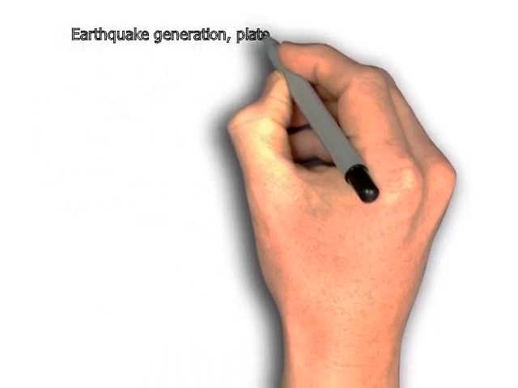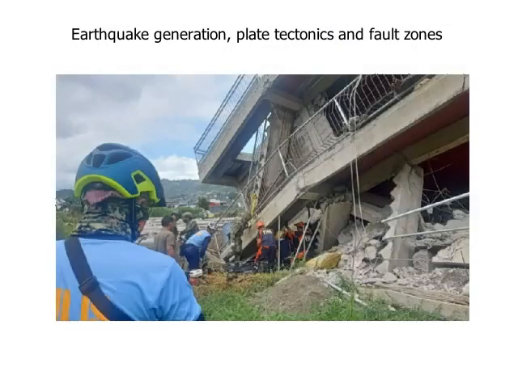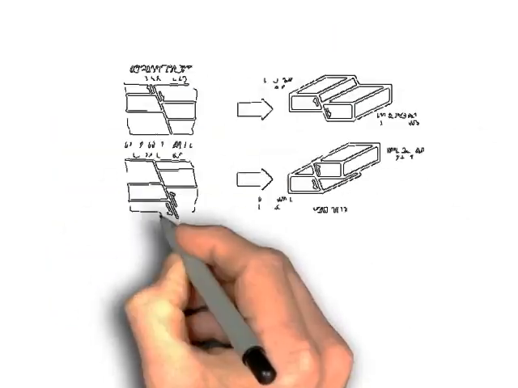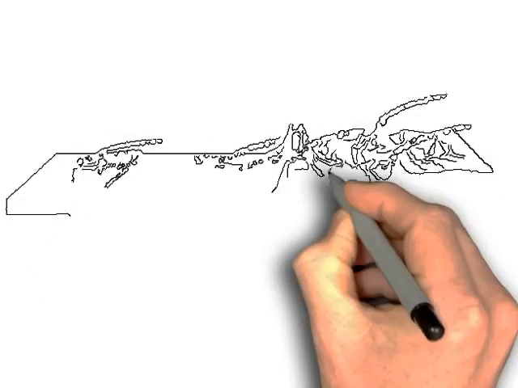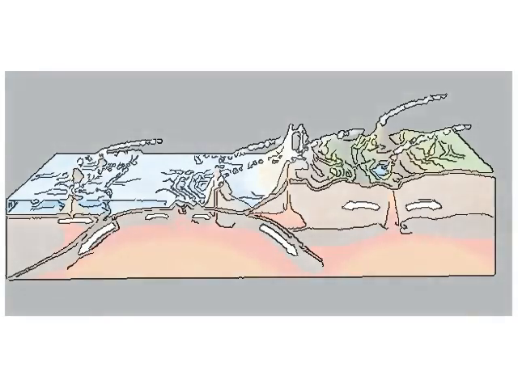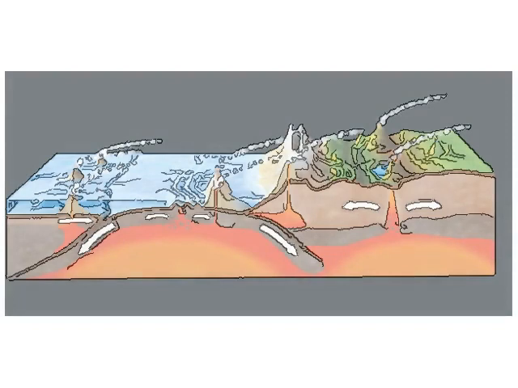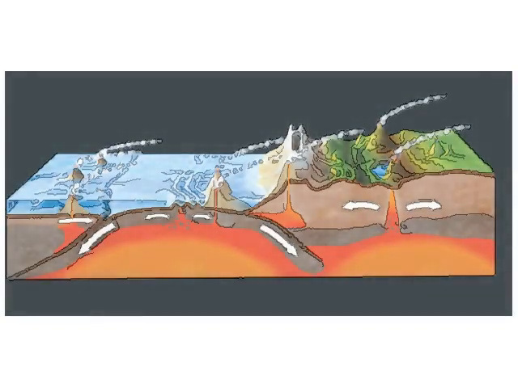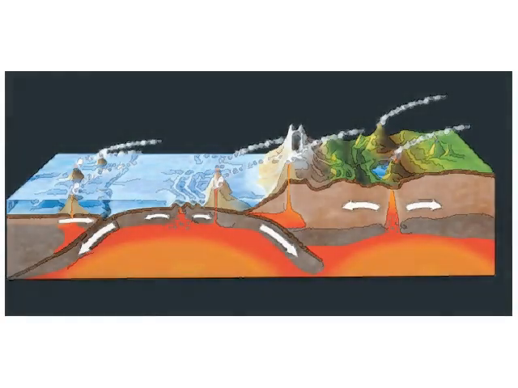Hello ladies and gentlemen, today we are going to look at how earthquakes are generated, tectonics and fault behaviors. So a brief introduction to plate tectonics and fault generation. We have three types of tectonics that occur: the convergent plate boundary, the transform plate boundary, and the divergent plate boundary.